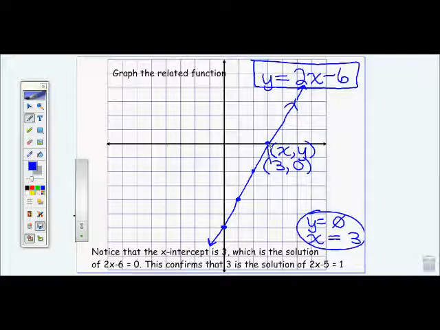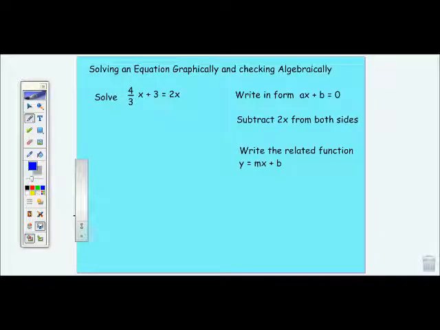So in fact, x equaling 3 is a solution to that linear equation because when we graph that equation, we found that it does go through the point x equals 3. Now, doing that in reverse, we're going to solve it graphically first, and then we're going to check it algebraically and see if that point is on the graph.